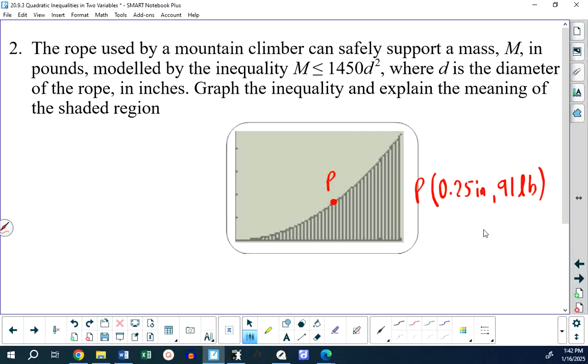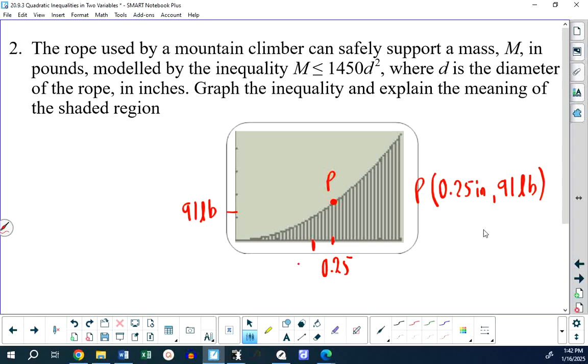What that means is that since that point is a point on the inequality, a 91-pound person, they're over here, this is 91 pounds, can use that diameter of rope. Can the 91-pound person use this diameter?